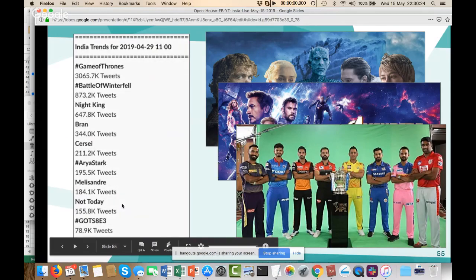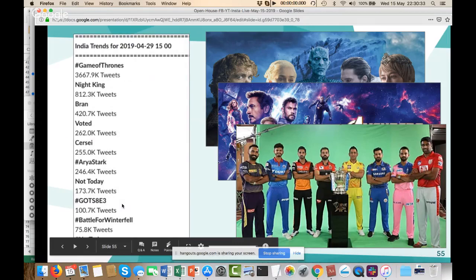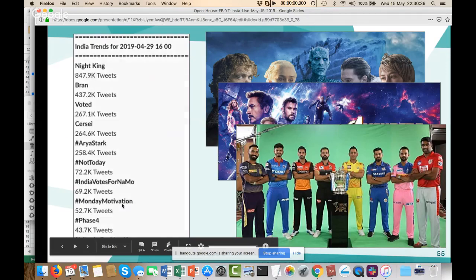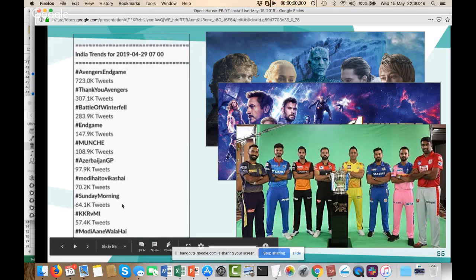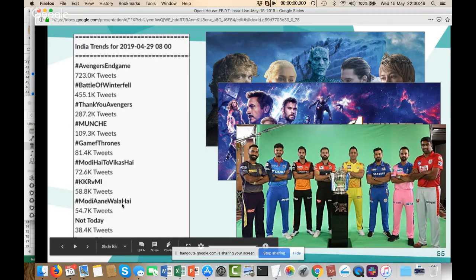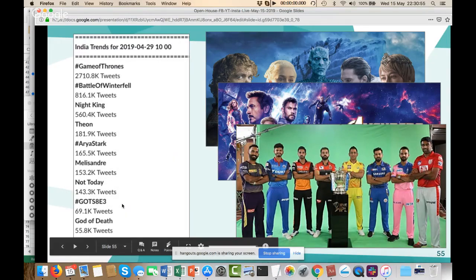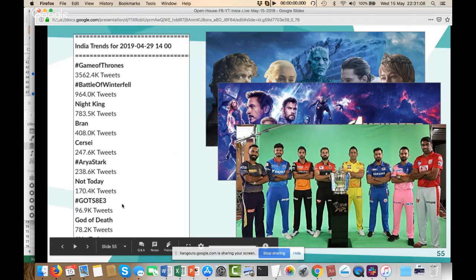What do we have on the left? The left shows the different hashtags and topics that were trending in that particular hour. You can see the hour also. It says India Trends for 2019, 29th March, 16 hours. It's basically going from 7 a.m. to 6 or 7 p.m. It's all about GOT, Endgame. Sometimes IPL will come. Election doesn't come that much. It could be because of the sheer number of people who are talking about the others. And this is at the country level. We took the trending topics at the country level and made this a GIF.